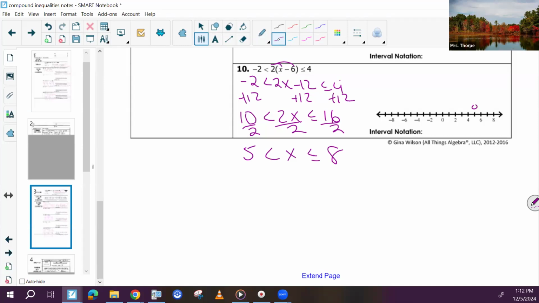So those would be open at 5, closed at 8, so the line's going to be a little short. That would be parenthesis 5 to 8 with a square bracket.